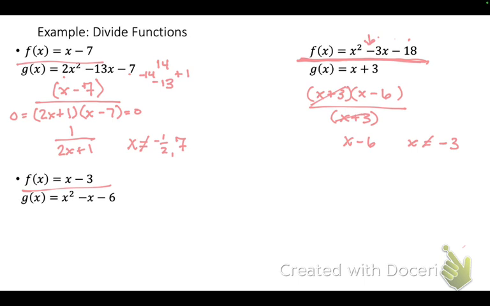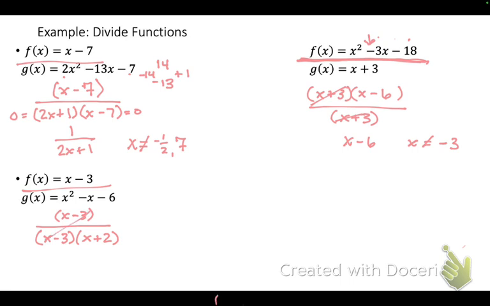Okay, last one. What are you going to do? Factor. Negative 3, 2. You were backwards on all of them. You know why it's negative 3, right?